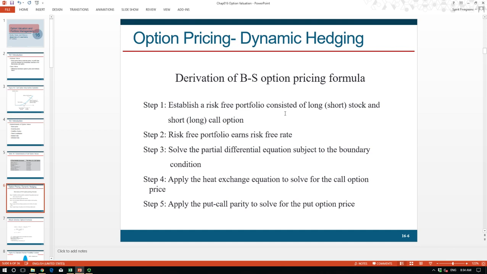So here are 5 steps that Dr. Black and Dr. Scholes utilized to solve their option pricing problem. First of all, they established a risk-free portfolio that has a long position in the stock and a short position in a call option. When you combine a long position in the stock and a short position in the call option, you see that future gains or losses can offset each other to the point that the portfolio can be considered a risk-free portfolio. You see, right? Say you have 100 shares of stock, the stock price increases, so the value will increase.